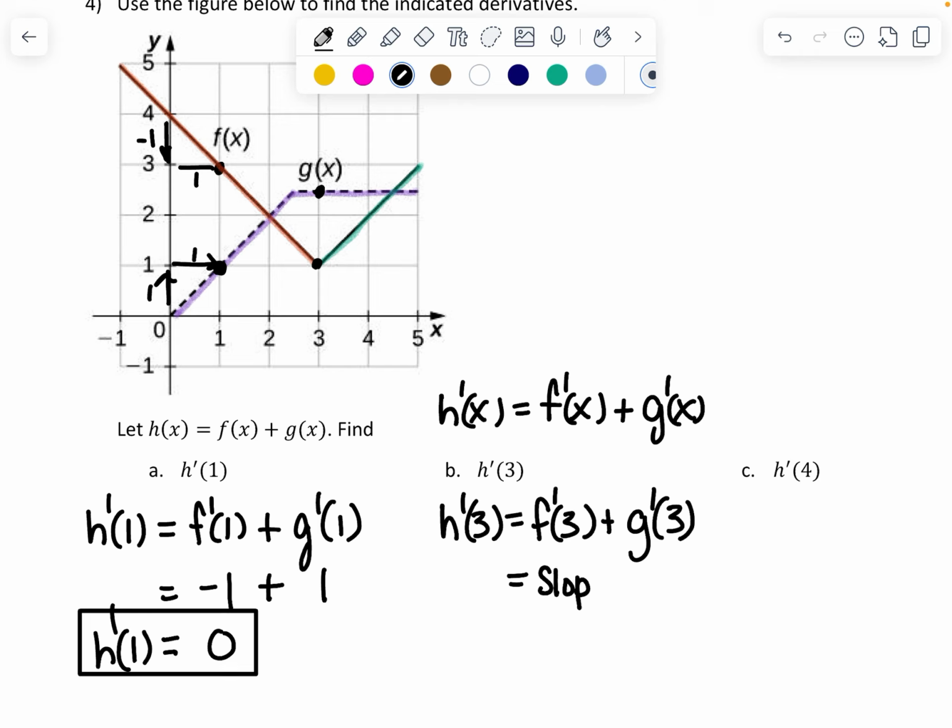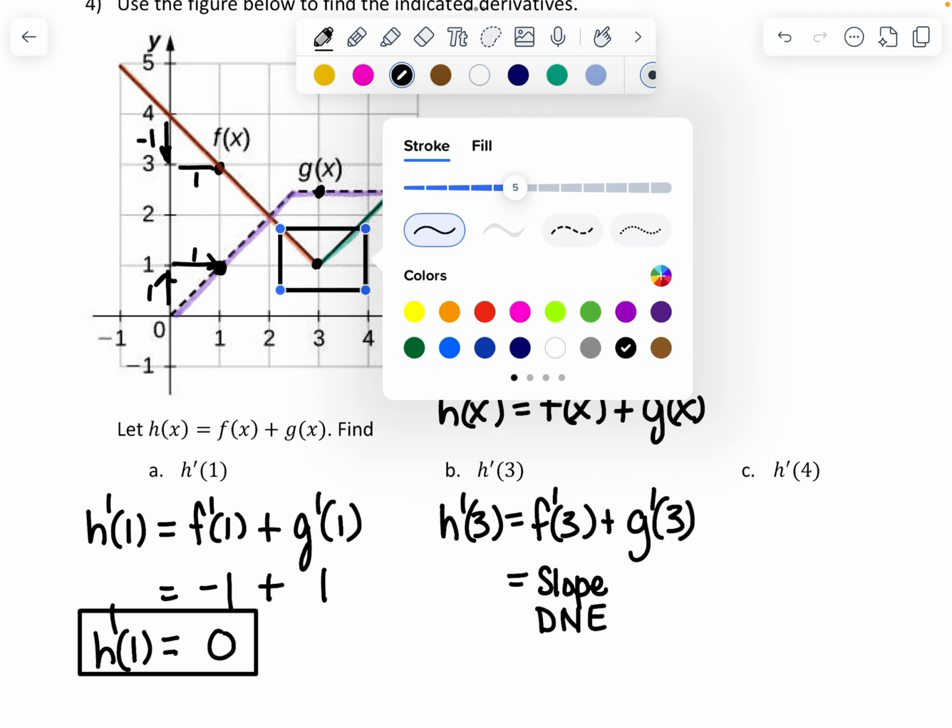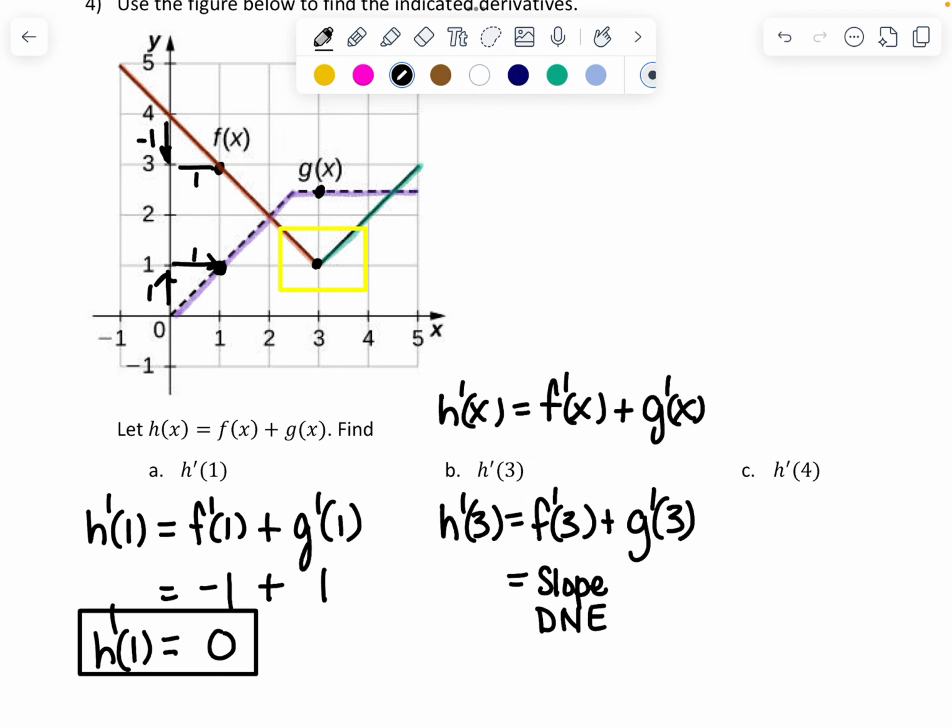because the slope here does not exist. The slope at this point doesn't exist because, remember, slope is a limit. As you come in on the left and the right, it's not going to have the same slope. On the right-hand side it has a slope of 1, and on the left it has a slope of -1. So there's a problem here. And then plus g prime of 3 is, of course, going to be 0.